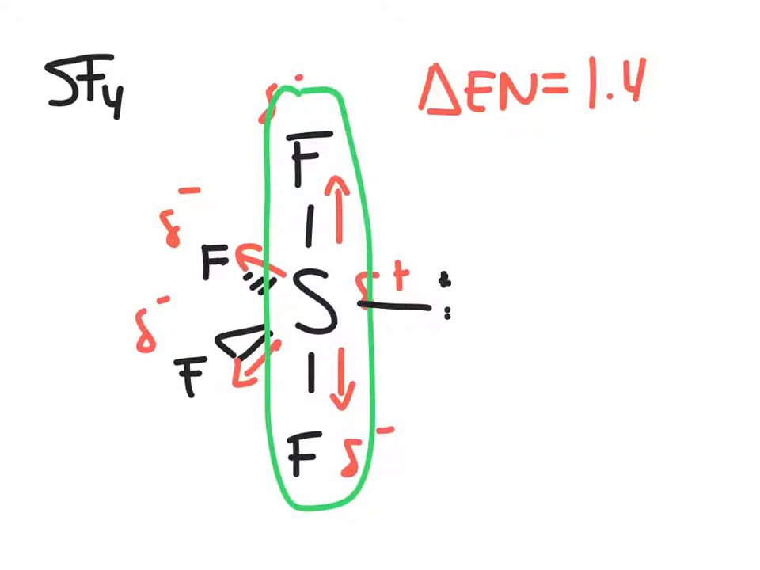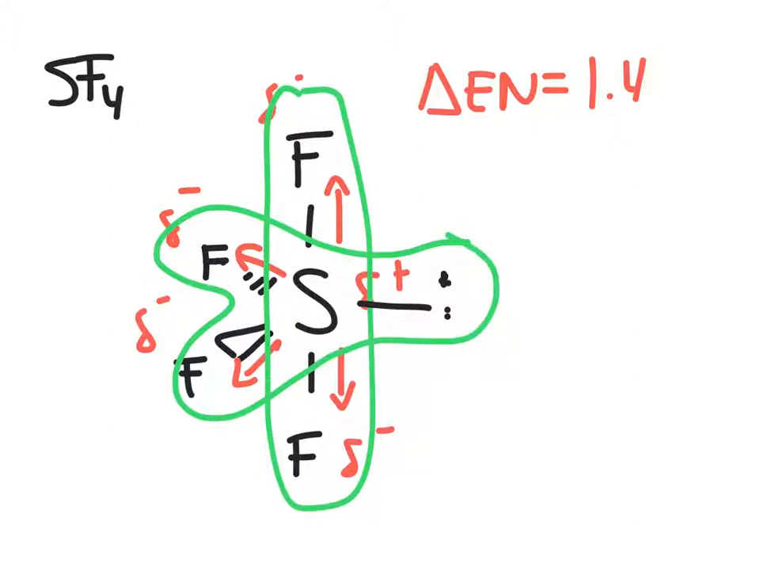Our second similar region is going to be the equatorial position, which is a trigonal planar. So first, let's look at the axial position. We have a sulfur-fluorine bond above, a sulfur-fluorine bond below. Those poles are going to cancel each other out, so there's no net pull of electrons above or below the molecule.